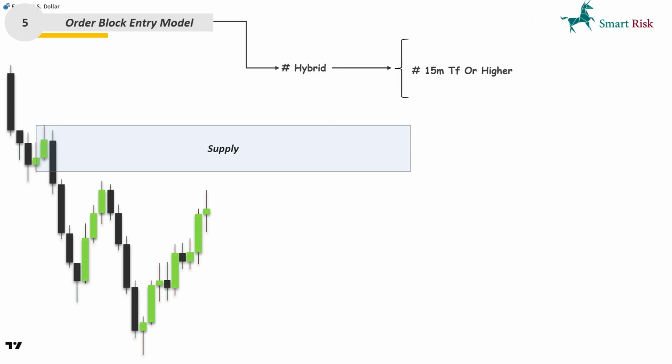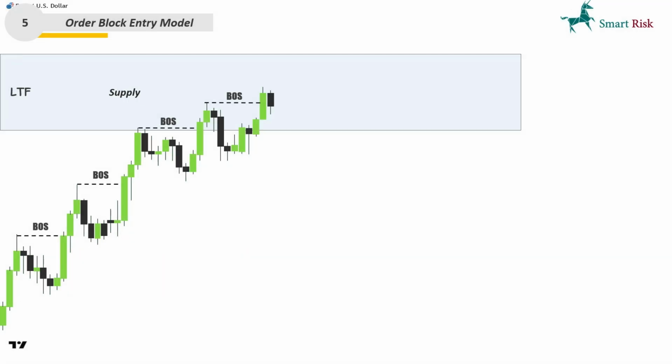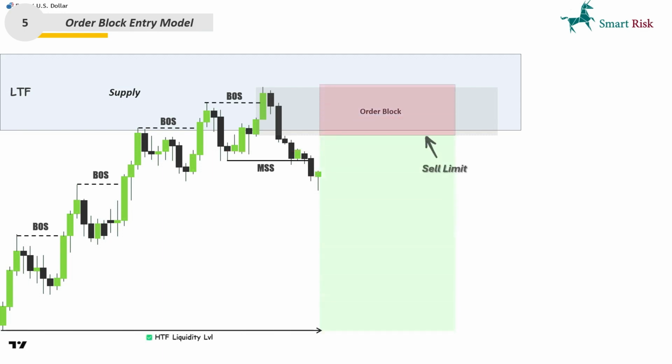To place an entry using this model, just like the other models we discussed, price must first tap into a key higher time frame area and show signs of reversal. Then we zoom into a lower time frame and look for confirmation, such as a clear change of character. Once the change of character is confirmed by breaking and closing below the most recent swing high, we identify the last up-close candle at the origin of the bearish impulsive leg that caused the market structure shift. That becomes our lower time frame bearish order block. This is where we place a sell limit order and wait for the price to retrace and activate it.